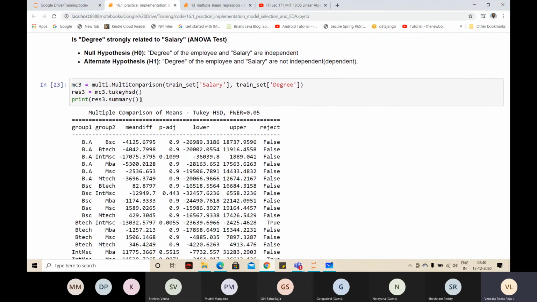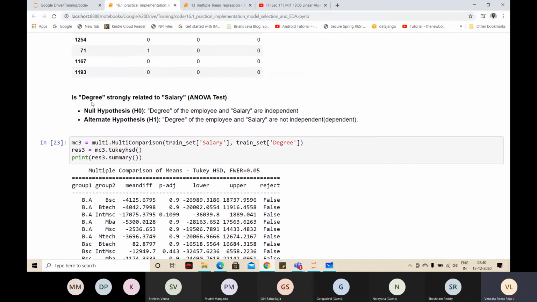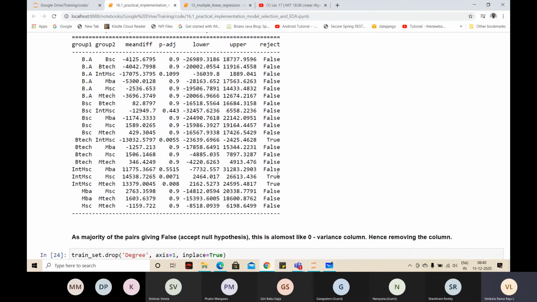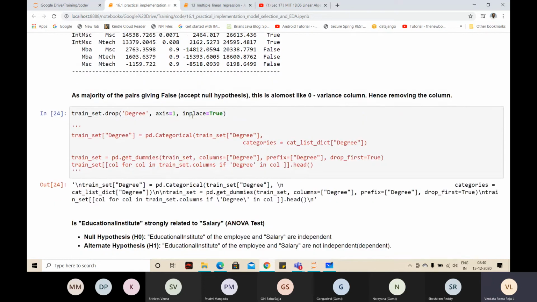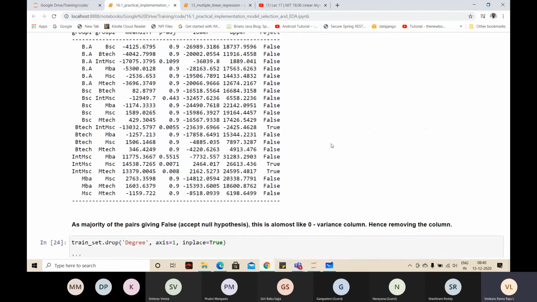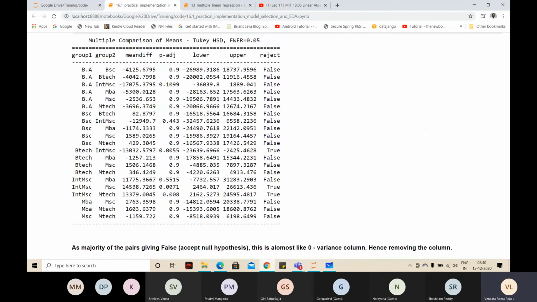And then I don't know what this column is. Degree. Everything said false, and only two said true. I think we can remove this column, because most of it is saying reject false. There is no dependency. There is not much impact of designation on salary.